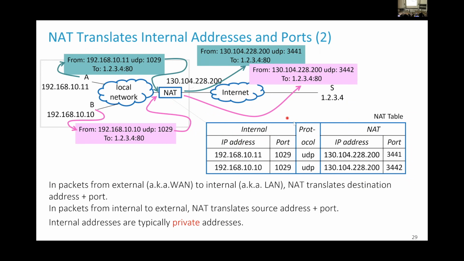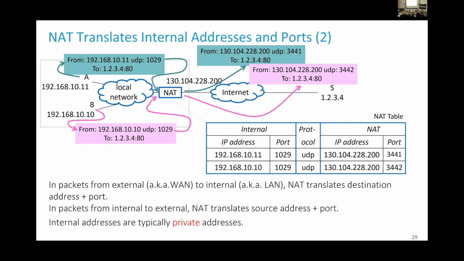In the reverse direction, in packets from external to internal, of course, the NAT will translate the destination address. So when the server replies and a packet comes to destination address this with a port number, then the NAT will go to its table and will see, oh, I do an exact match in my table. This corresponds to this IP address and this port number. So the NAT will translate the network address, but also the port number. We call it NAT, network address translation. The correct name should be NAPT, network address and port translation.